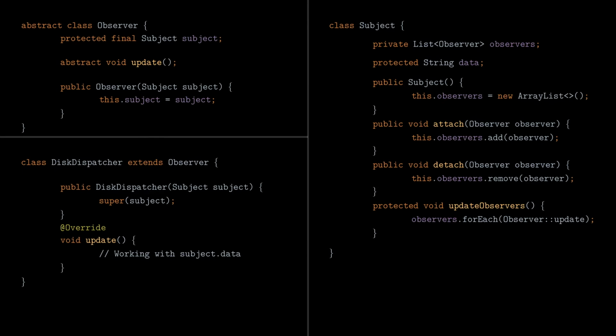In a real scenario, you may also want to abstract the state as well to improve the flexibility of the code even more. So that's pretty much all about the observer pattern.